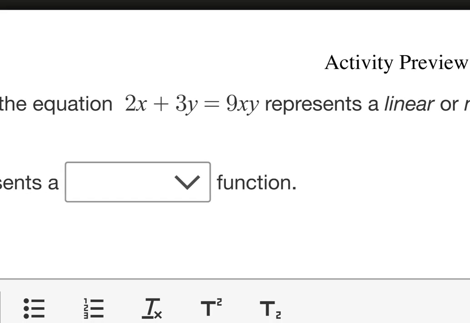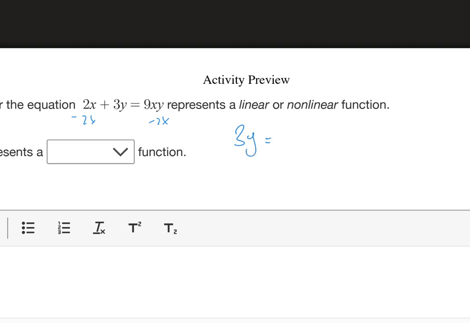I'm going to rearrange it. I'm going to subtract 2x. Okay, I get 3y equals 9xy minus 2x. I'm going to factor out the x. And I get 9y minus 2. I'm going to, let's see.